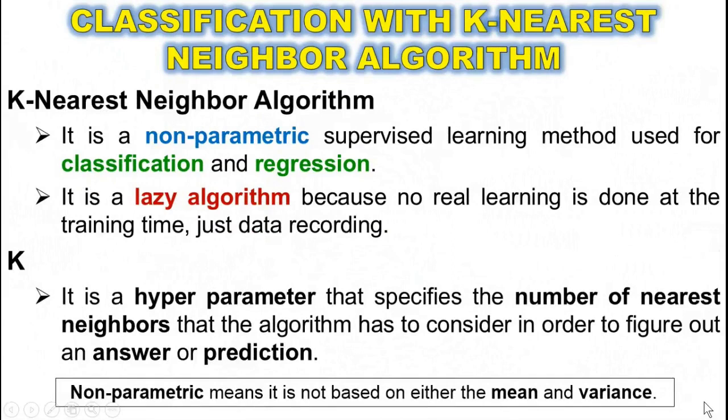The K-Nearest Neighbor algorithm is a non-parametric supervised learning method used for classification and regression. Non-parametric means it is not based on either the mean and variance. The K-Nearest Neighbor algorithm is a lazy algorithm because no real learning is done at the training time, just data recording. The variable k is a hyperparameter that specifies the number of nearest neighbors that the algorithm has to consider in order to figure out an answer or prediction.